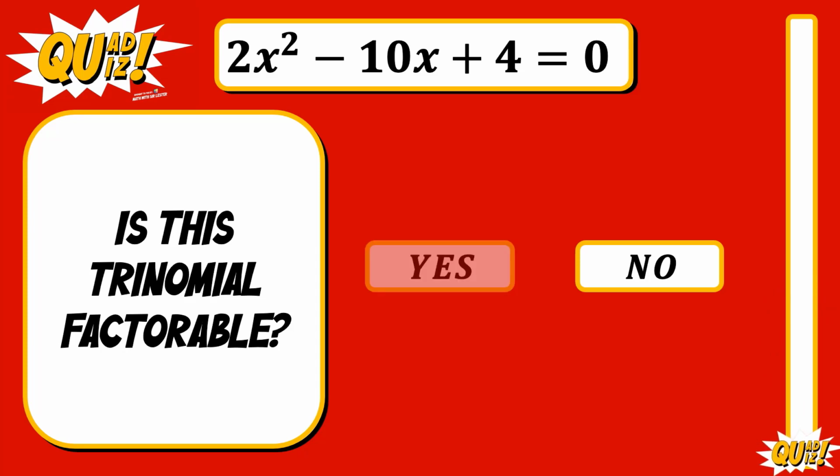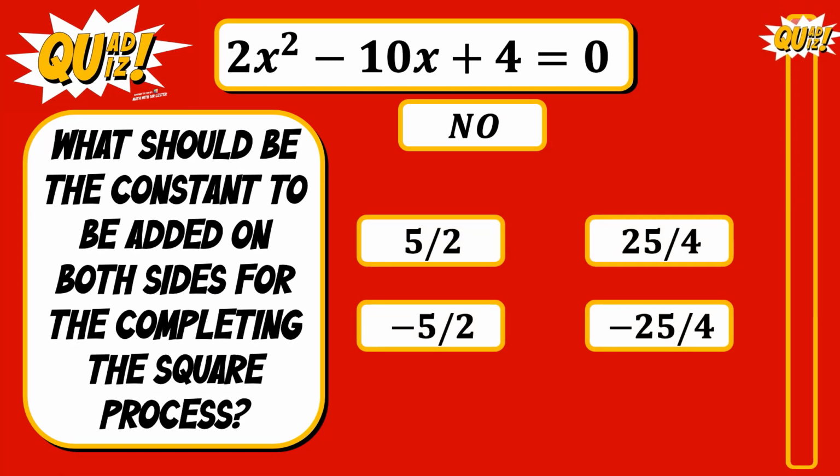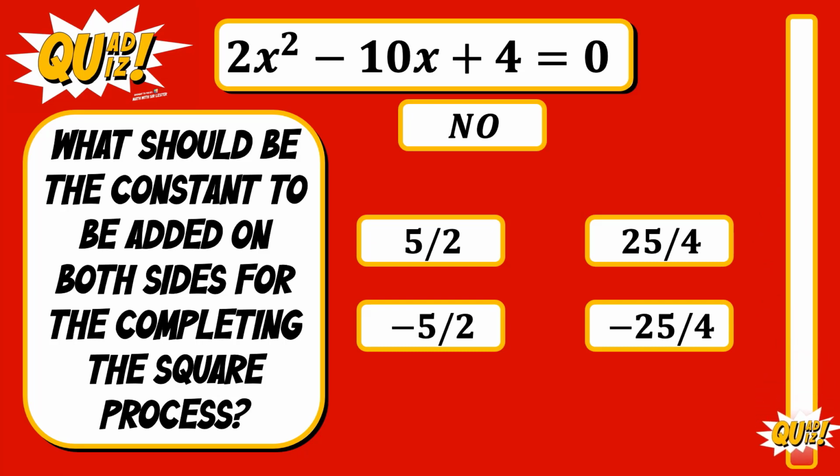The answer is no. Next question. What should be the constant to be added on both sides for the completing the square process? The constant should be 25/4.